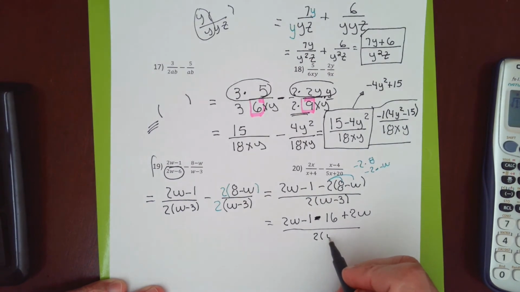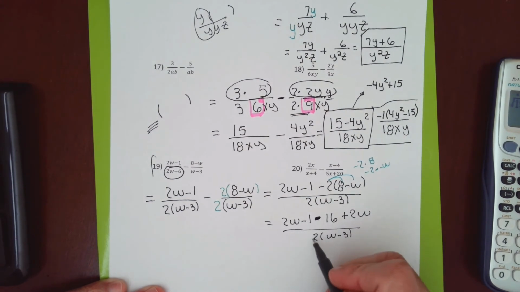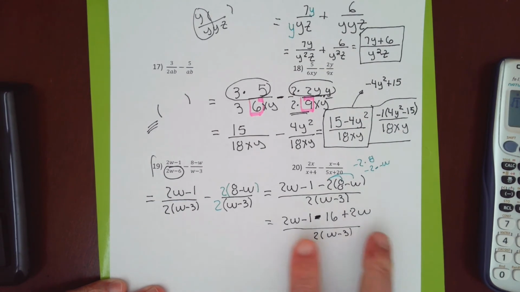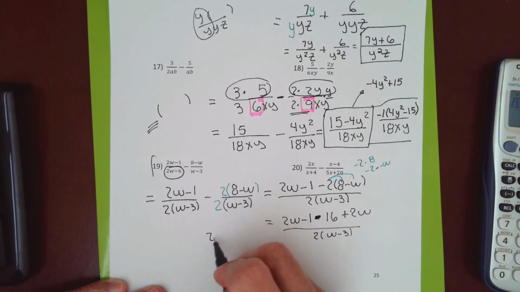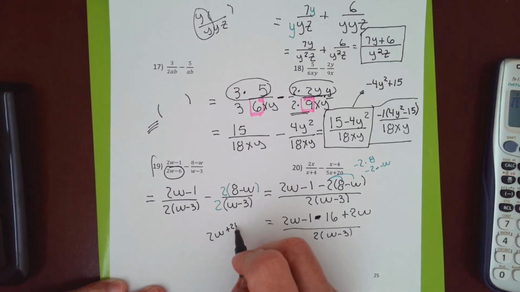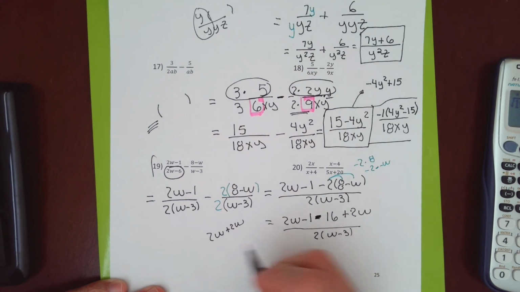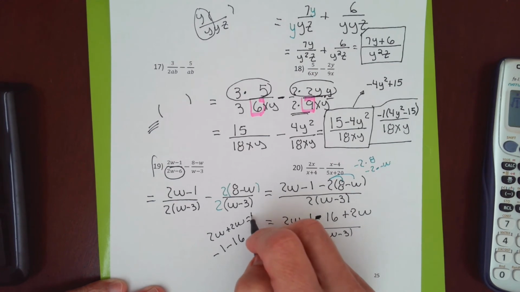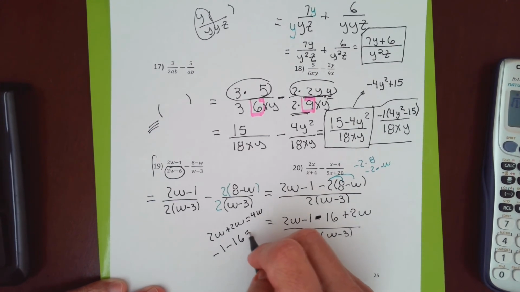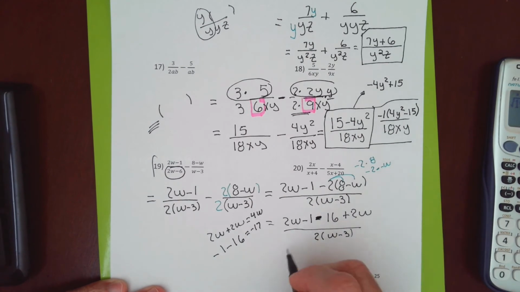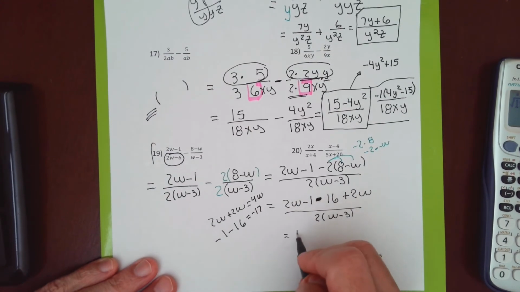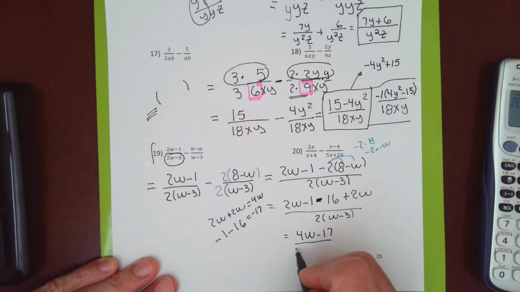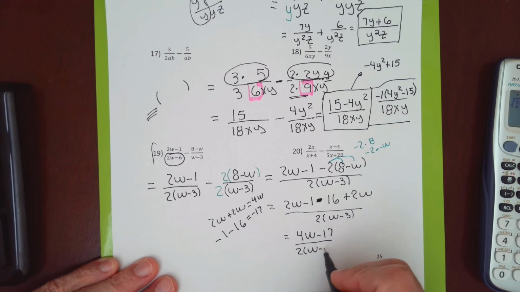If I get a number in front of a parentheses like a 6, I could cancel this 2. If I get a factor of w minus 3, I can factor that w minus 3. In the numerator, I have common terms. I have a 2w plus a 2w, and I have a minus 1 minus 16. The 2w and 2w add up to 4w. The minus 1 and minus 16 add up to a minus 17. So the numerator is going to simplify to 4w minus 17. And I'm not doing any work to the denominator at this point.